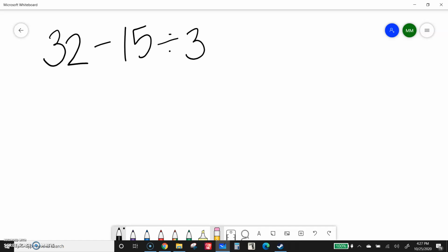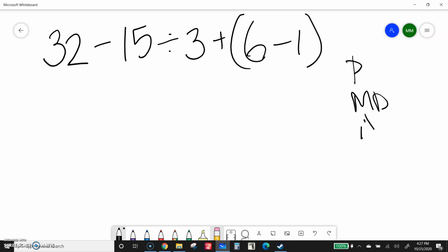Couple more examples that I've chosen for various reasons. The next one has a double parentheses. Okay, so, parentheses. Parentheses first. 6 minus 1 is 5.